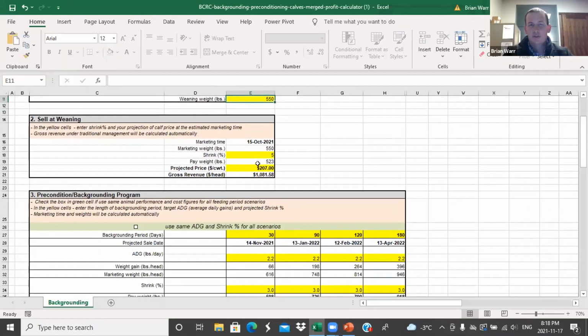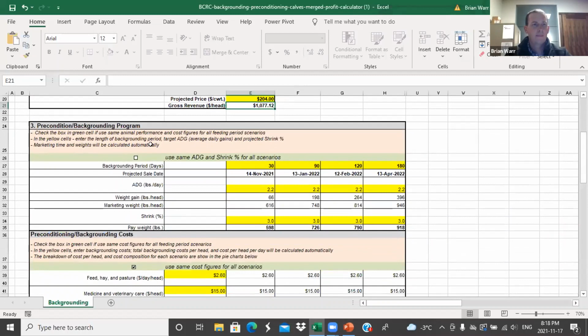And then this helps also from the preconditioning side. If you're deciding if you're going to keep your own calves, you could put in, what are my calves worth today? So marketing time, use the percent shrink here. We could change that if we wanted to 4%, hit enter. And then that 550 pound calf now is pay weights 528. It did that math for me. I think he's worth 207 a day, but the market came down a little bit, so now he's worth 204. So my gross revenue, if I sold him, is 1,077. So it's doing that math for me.